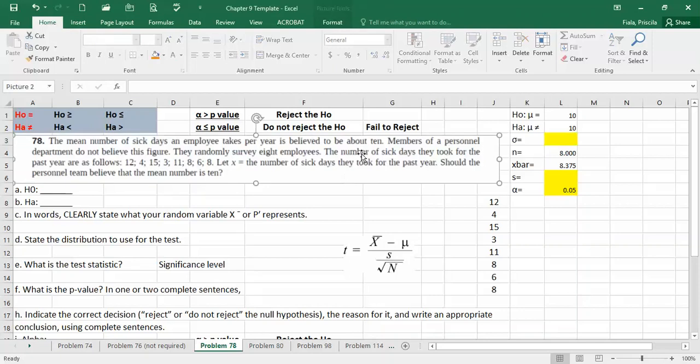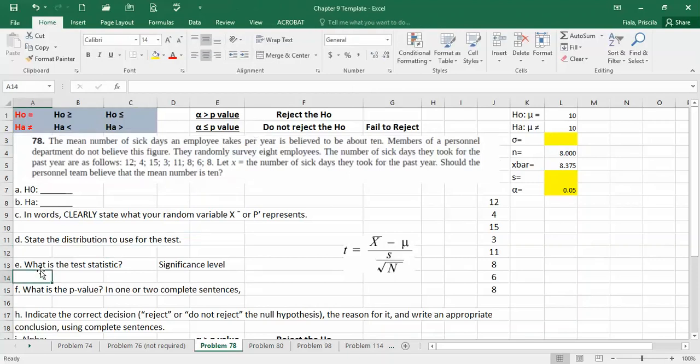Therefore, if you have an unknown standard deviation, you're going to be using the t distribution, or they call it the student t distribution. Right here, you already define where it's going to be. Right here, state the distribution to use for the test. Here you go. So I'm going to replace it right here.